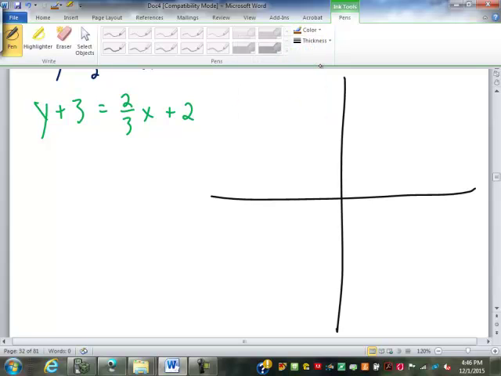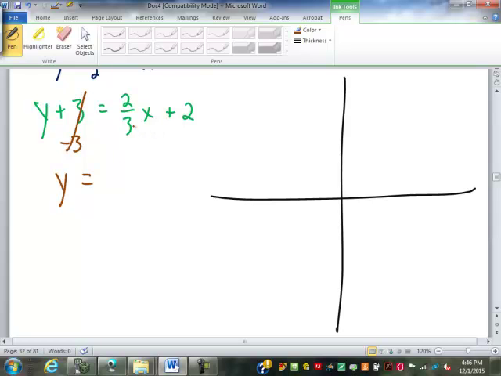So for this one, what is the issue with it? It's y plus 3. Good. What do we have to do to fix it? We're going to have to subtract 3 to get rid of that, leaving us with just y. 3 was added. We get rid of it by subtracting.